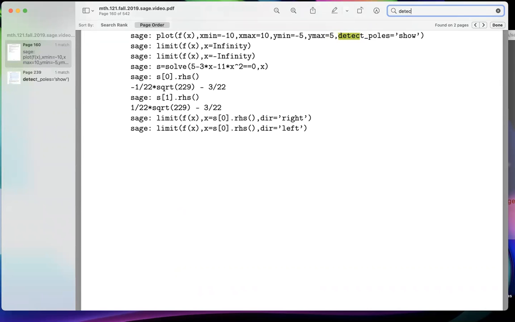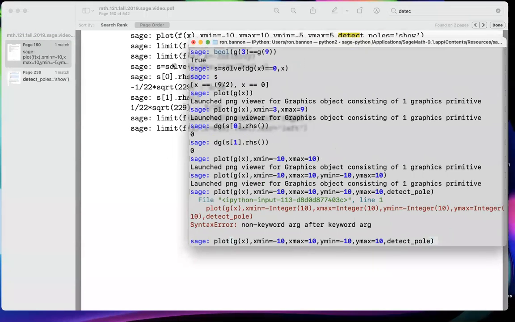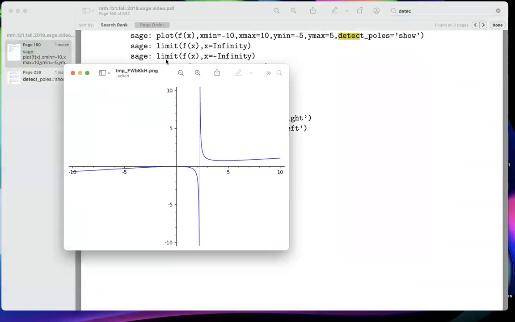Let me go back to my graph and type in that code again. This is something you want to learn to do, to search a document for things you might have seen in the past. So detect_poles equals show. Granted, I may type it in wrong again. Let's see what happens. I'm getting a much better picture now. I'm getting that vertical asymptote, something you studied in Math 119.